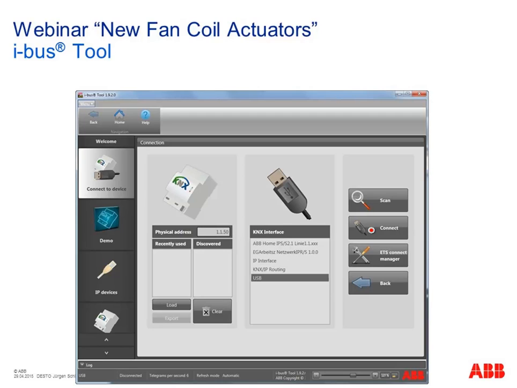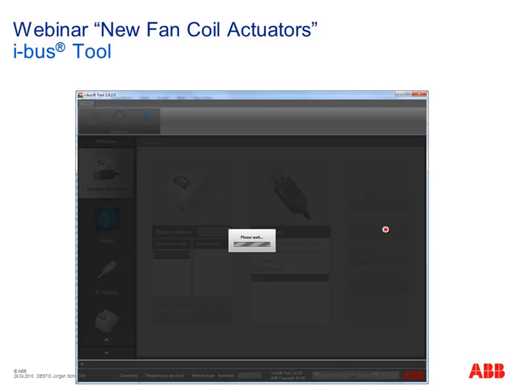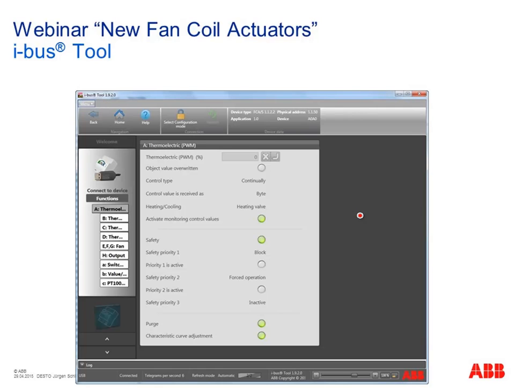Now, if you don't know the individual address of your device, then you can press the programming button on your KNX device and start here the scan mode. Then the IBUS tool is looking for a device which is in the programming mode. But we know the address of our device, so we press the button connect, and the IBUS tool builds up this communication. It will last some seconds because the IBUS tool reads out the complete configuration of our Fan Coil Actuator. So now the communication is done. We can see here in an easy visualization all our outputs and inputs of the Fan Coil Actuator.